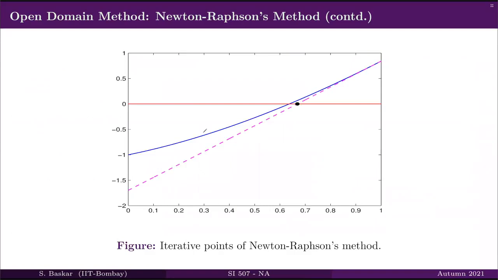In this graph, the blue solid line represents the graph of the function f of x equal to sine x plus x square minus 1, and the straight line is the tangent line at x naught equal to 1. That is this point, and the point of intersection of this line with the x-axis is what we obtained as x1.